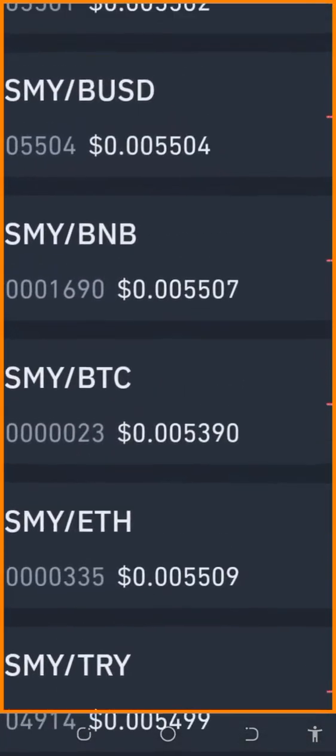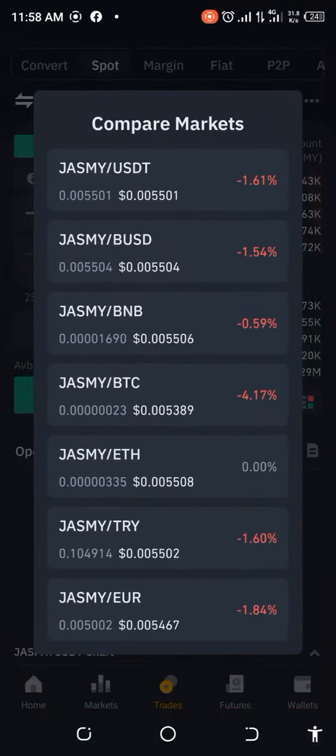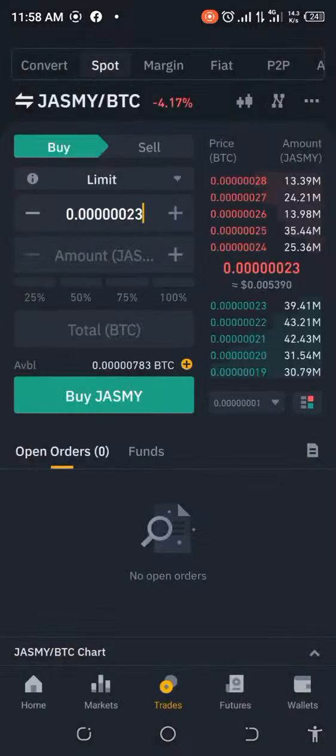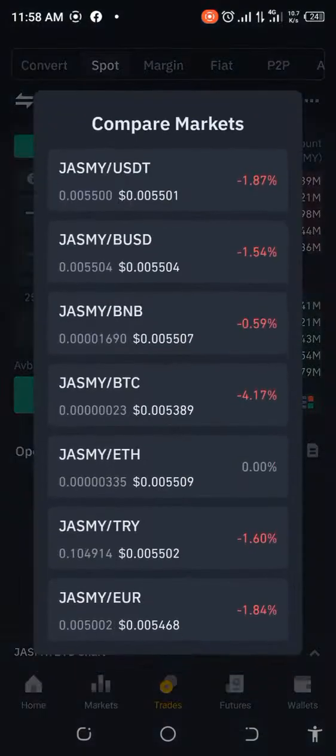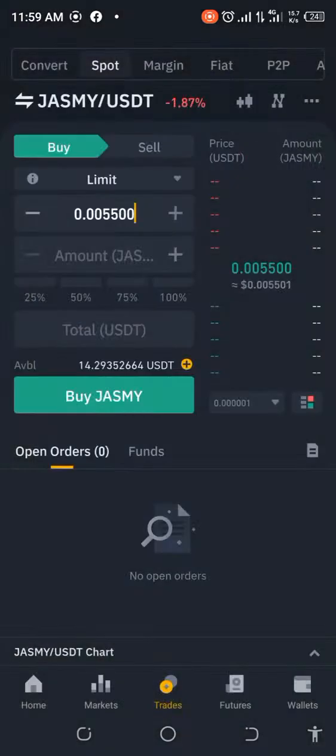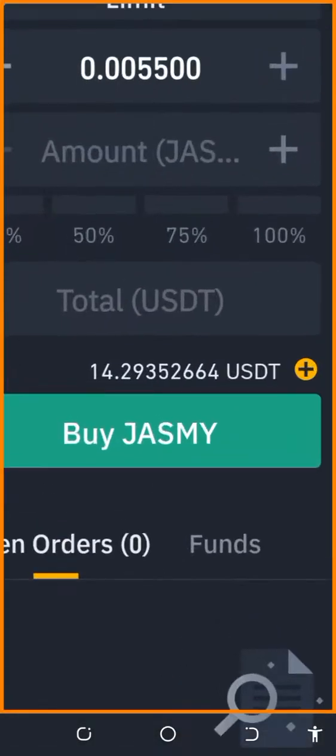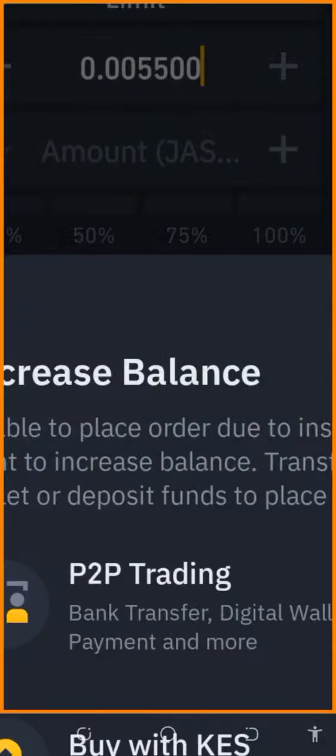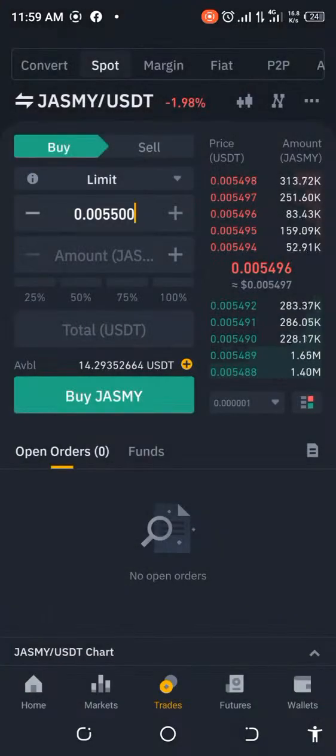And like I always say, you need to always simulate first. So the first thing I want to do is simulate. I'm going to work with the Jasmine slash BTC first, using the amount of money that we have here. Don't forget, let me go back to Jasmine USDT so that you will see what we have. What we have is 14.2935 USDT. So I'm just going to use that to simulate.